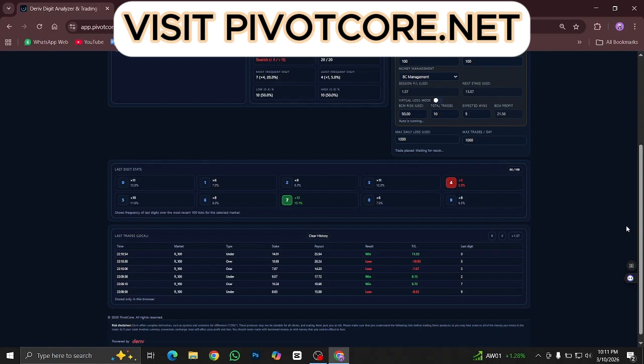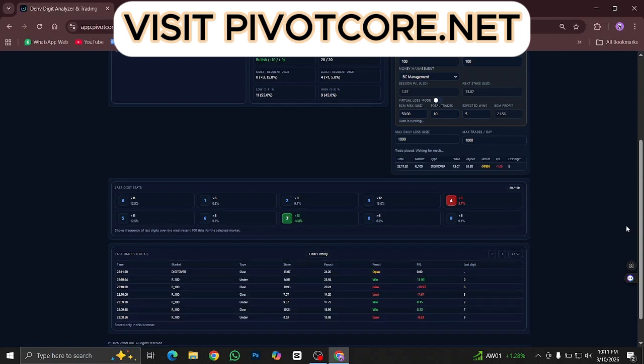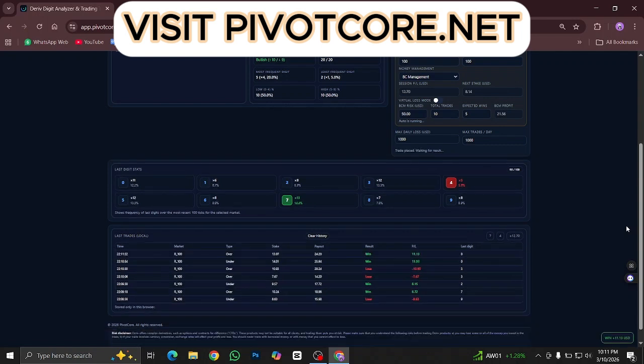And there we have it, 10 trades completed, hitting our target. PivotCore.net makes the technical side of Deriv trading incredibly simple. Whether you are a beginner or a pro, having a tool that removes emotion from the equation is your biggest advantage. If you're ready to automate your success, head over to PivotCore.net and get started today.